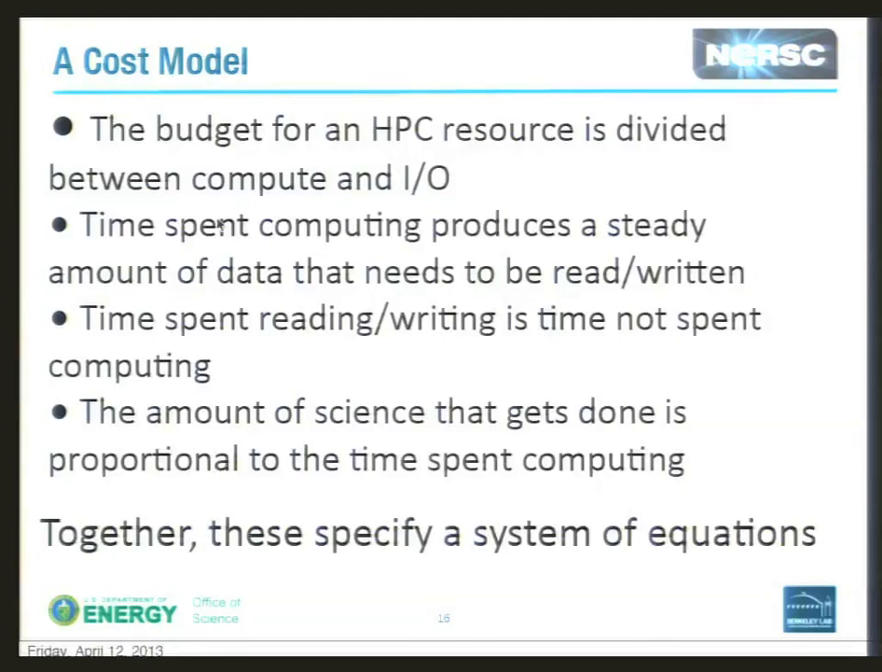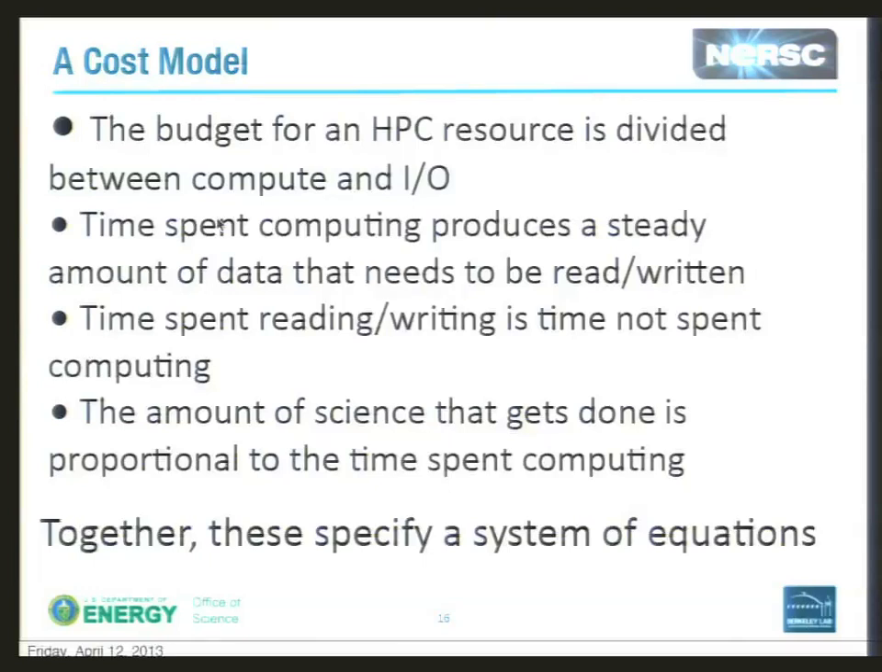And then when you have to actually do that I/O, you stop computing. And so obviously if the I/O rate production is very low, then you can mostly compute and just a little bit of I/O. If the I/O production of your compute is very high, then you're going to compute for a little while, and then you're going to have to spend a lot of time doing your I/O. So that's the trade-off in that third bullet there.